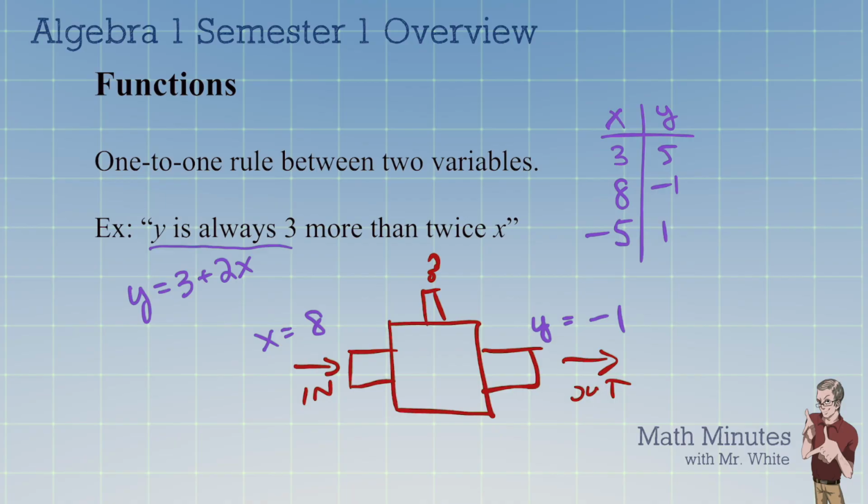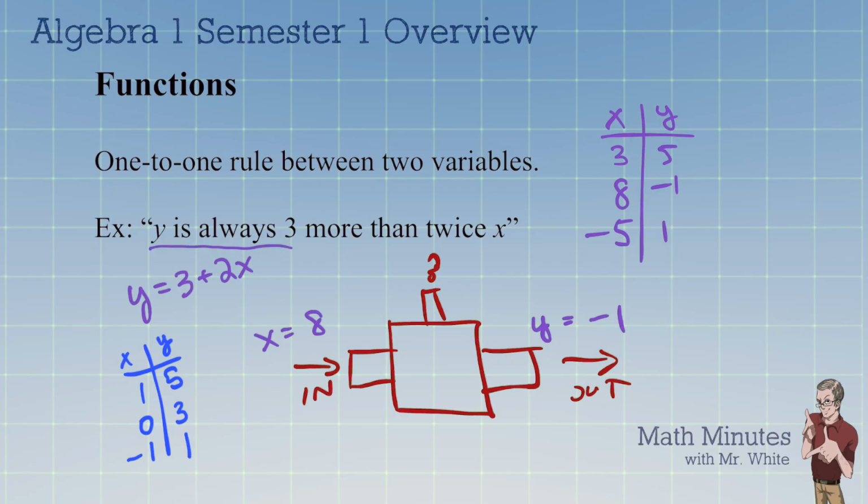So you can imagine if I put, let's do a t-chart on that. If I put 1 in there, what's 2 times 1? That's 2 plus 3 is 5. So we put 1 in there, we get 5 out. If I put 0 in, I get 3 out, right? 3 plus 2 times 0. If I put negative 1 in, I get 1 out. Every time.